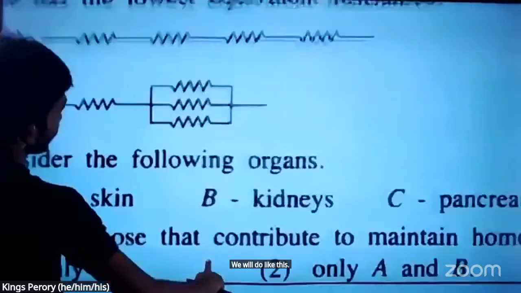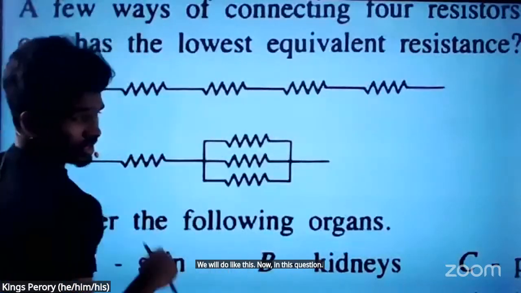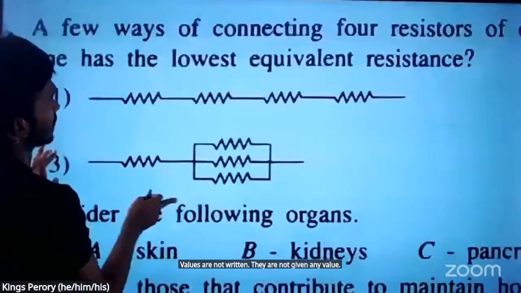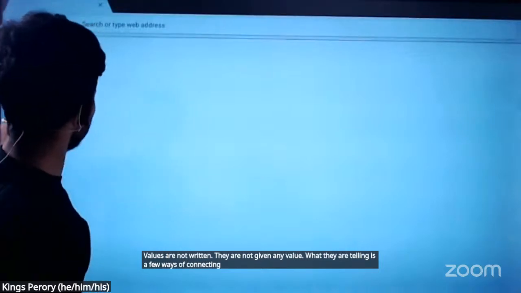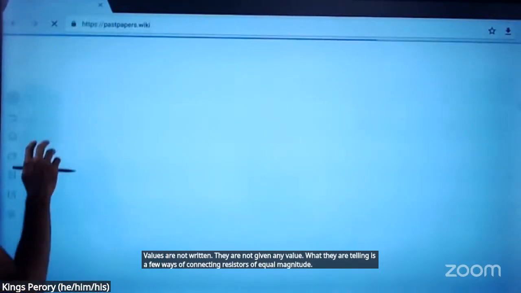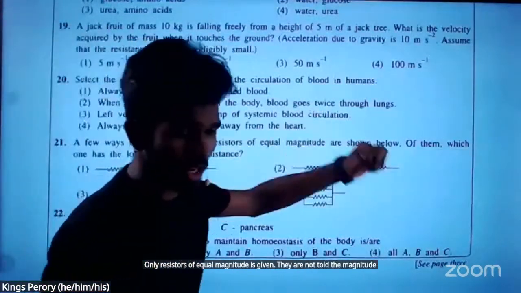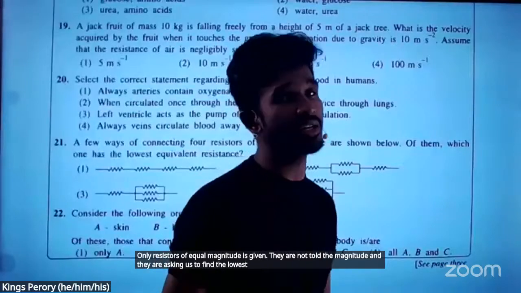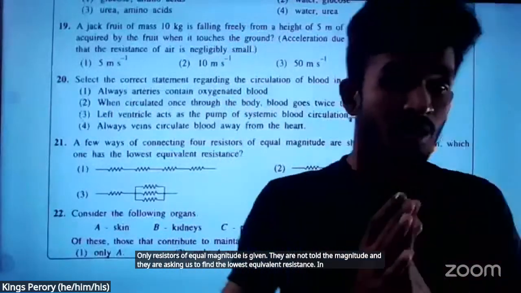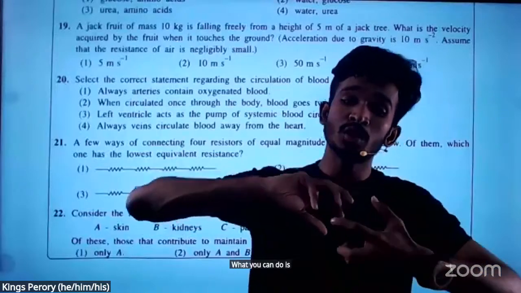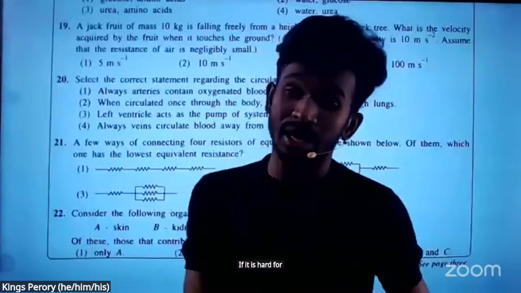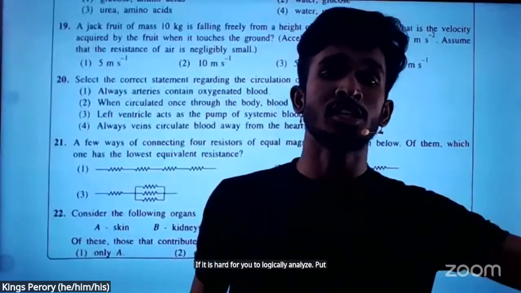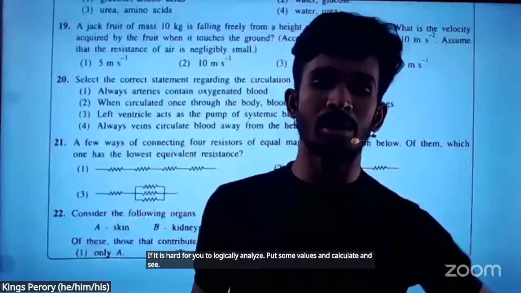Now, in this question, values are not written. They have not given any value. What they are telling is a few ways of connecting resistors of equal magnitude, and they have not told the magnitude. They are asking us to find the lowest equivalent resistance. In such a question, if it is hard for you to logically analyze, put some values and calculate and see. Today I'll tell you how to logically analyze as well.